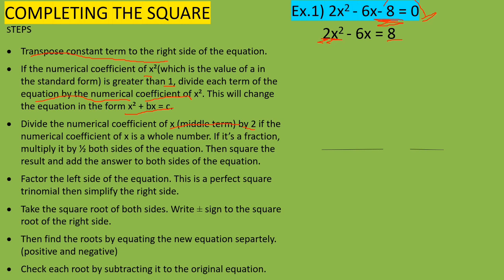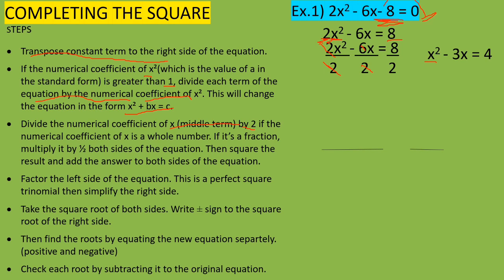Kaya meron na tayong 2x squared minus 6x equal to 8, divided by 2. Lahat ng term ay by 2. So, simplify na natin to. Cancel, cancel. Kaya meron na tayong x squared. Then, 6 divided by 2 is 3. Copy the sign, negative. 8 divided by 2 is equal to 4.